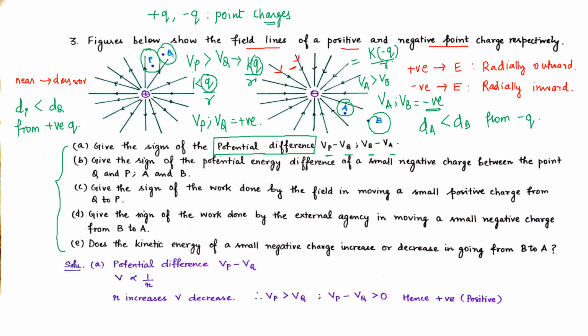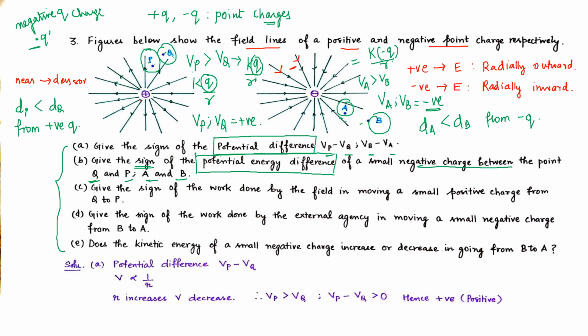Now in part B, give the sign of the potential energy difference of a small negative charge between the points Q, P and A, B. We are bringing a very small charge, which is a negative q charge, between P and Q and A and B, and then we are trying to find the potential energy difference.